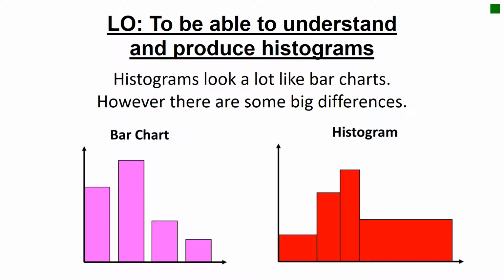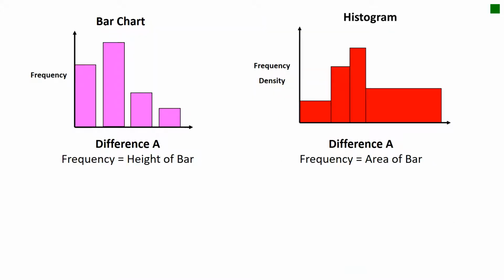Welcome to the presentation about understanding and producing histograms. Histograms look a lot like bar charts, however there's some big differences. The first big difference is that for a bar chart the frequency is the height of the bar. As for a histogram, frequency is equal to the area of the bar.